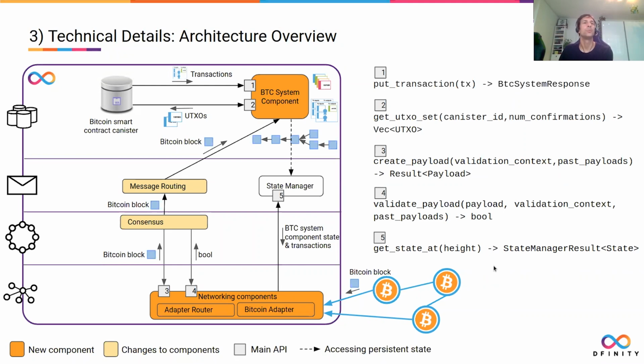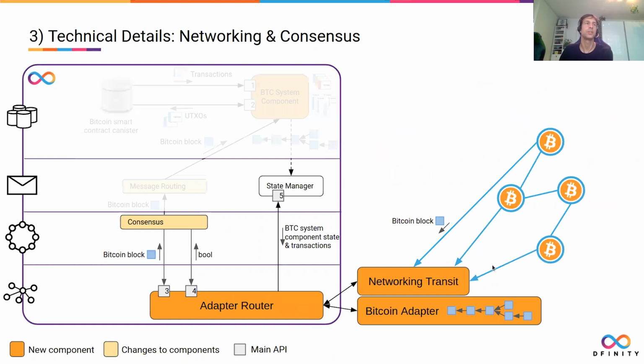And if we now go to each individual layer, we see that there's actually more to it than in this big overview slide. If we look at networking and consensus, for example, we see that the adapter router and the Bitcoin adapter are joined by another component, called the networking transit, which establishes connections to Bitcoin nodes. The reason is simply that a replica has very, very strict firewall rules because, as I mentioned before, a replica is not meant to talk to the outside world. So we need a special component that can bypass these restrictions and make connections to the outside world. And they will go through this new component, the networking transit.